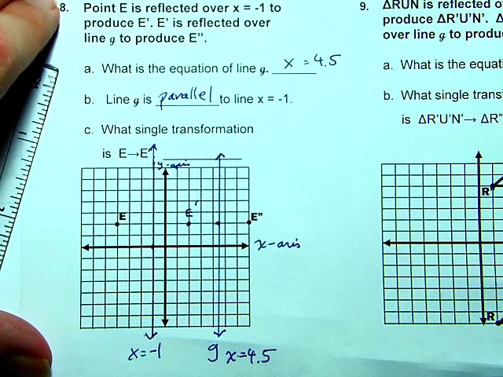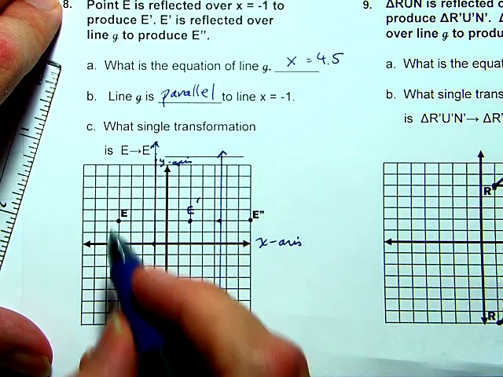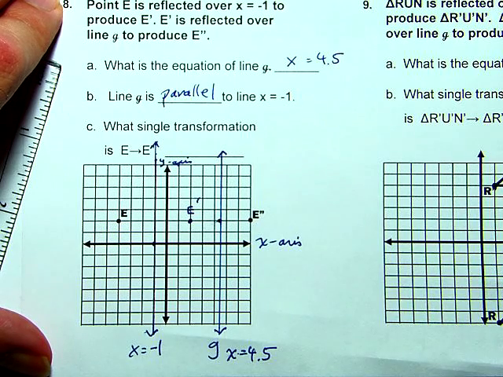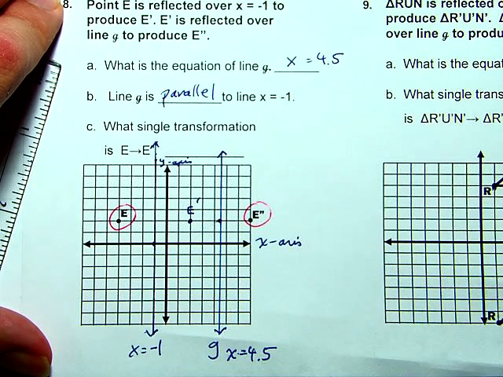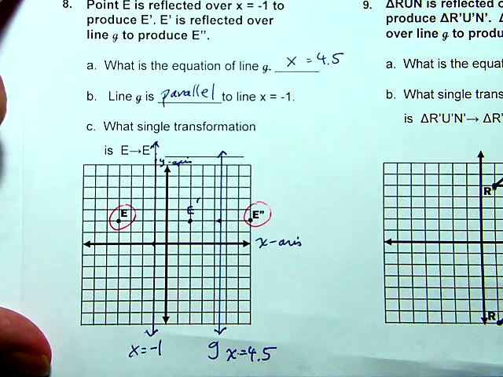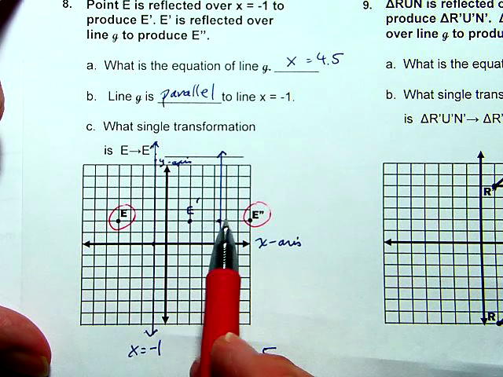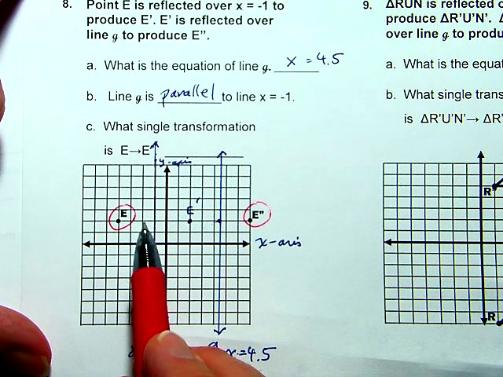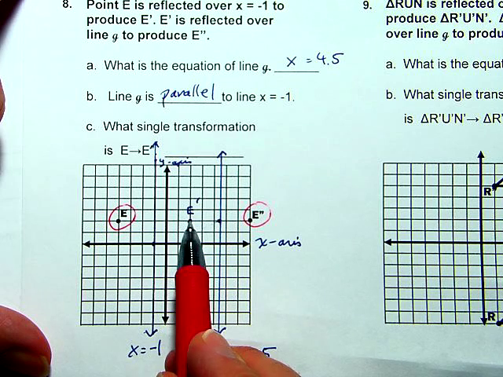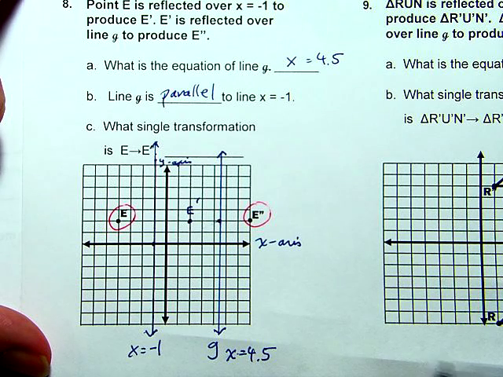And which single transformation would take E to E double prime? In other words, would go all the way from this point on the very left to this point on the very right. What would be the single transformation? Well, it would be a movement only in the x direction. There's no movement up or down because this is directly to the right of it. And how far to the right is it? We need to count. 1, 2, 3, 4, 5, 6, 7, 8, 9, 10, 11. Okay, so 11 units to the right.